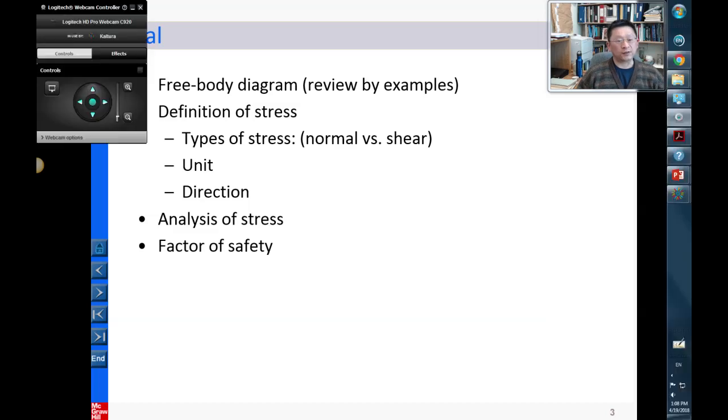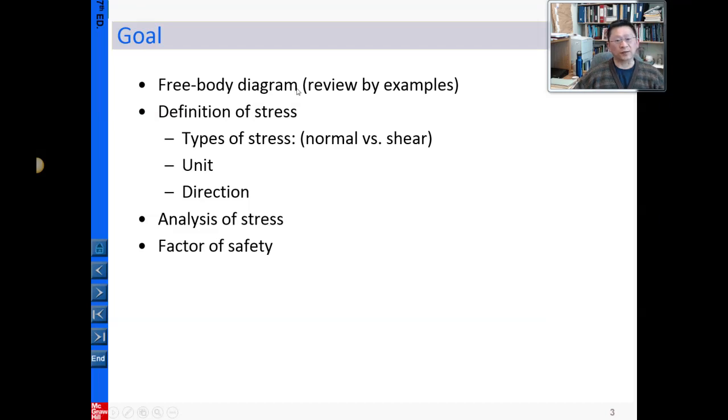The chapter has four learning goals. The first one is the free body diagram. I'm going to use one simple example to give a very quick review, and you should have seen this one in your statics. Then we move on to the definitions of stress and types, units, and directions. Follow up with a few examples to show how to analyze stress. The last section in chapter 1 is about learning the factors of safety. For each of those goals, I will make one short video clip, so you won't be bound to long videos.